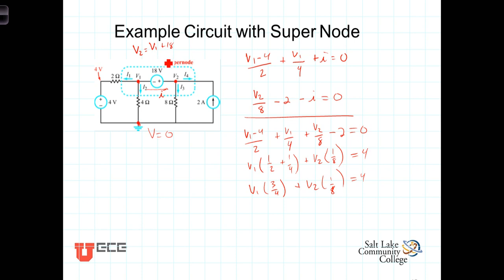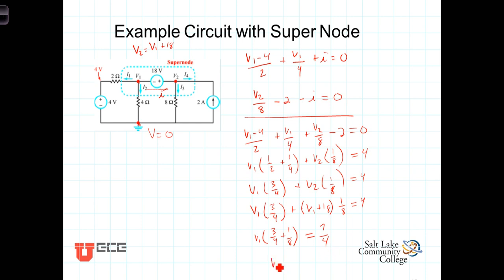Now that we've got it cleaned up a little bit, let's substitute V2 here in this equation with the relationship that we came up with here. And we're left with V1 times 3/4 plus, replacing V2 with V1 plus 18, times 1/8, is equal to 4. Once again, let's combine like terms. We have V1 here times the 3/4, and then over here we have 1/8 V1 that we need to add in, so plus 1/8. We've eliminated the V2 term, yet we have a constant term now here of 18/8, which is the same as 9/4. When we subtract 9/4 from both sides, we're left with here on the right-hand side 7/4.